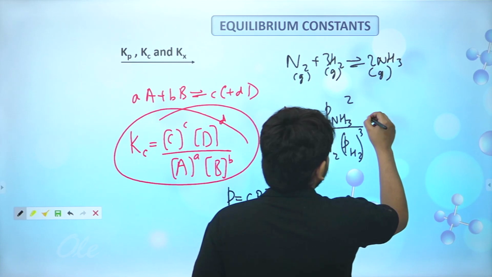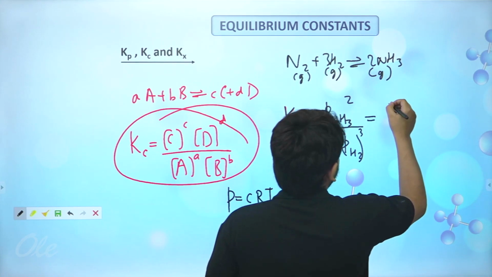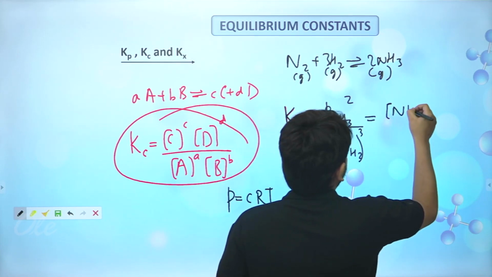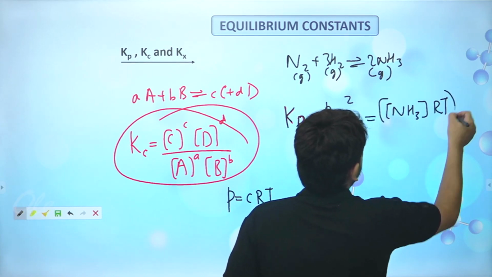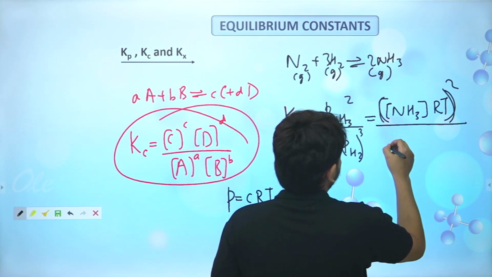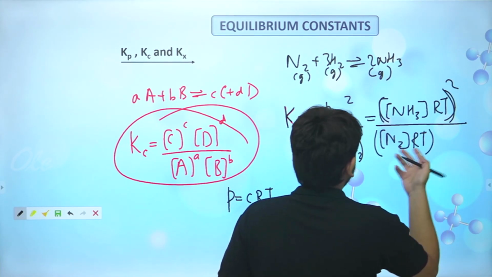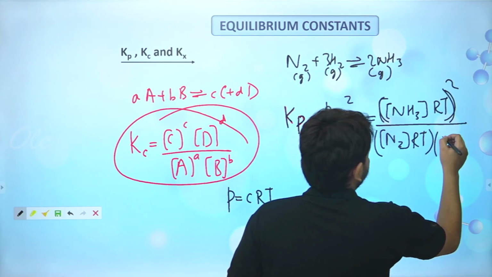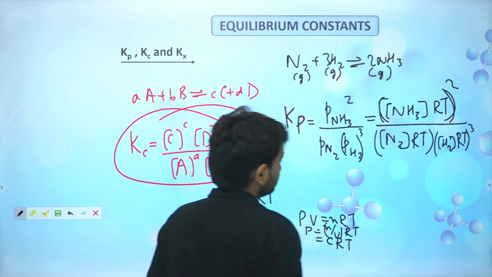Now, if you notice, this partial pressure is basically CRT. So it will be the concentration of NH3 into R into T, all of it raised to the power 2, over the concentration of N2 into RT, raised to the power 1, so no need to write it, into the concentration of H2 into RT raised to the power 3.